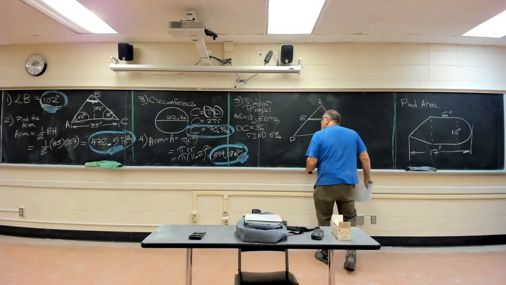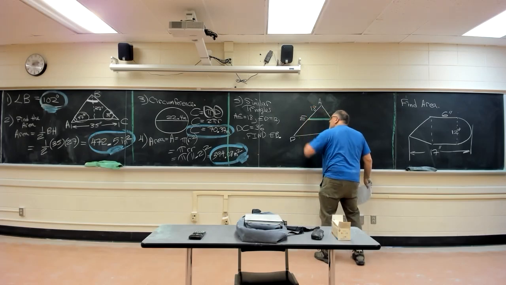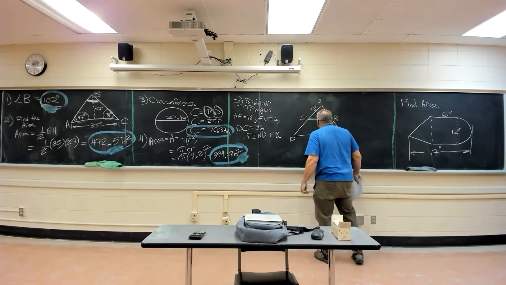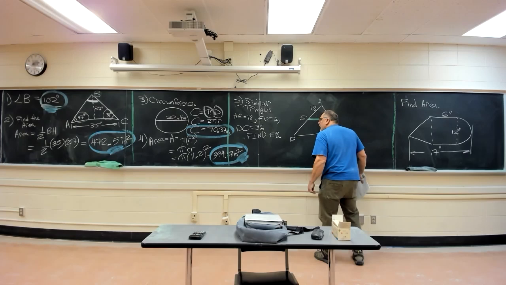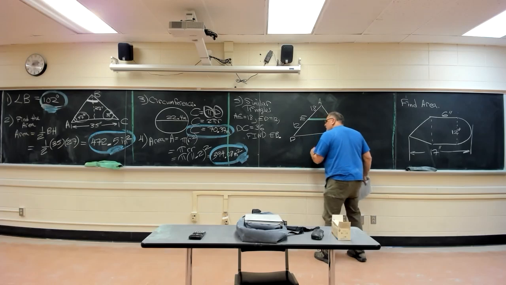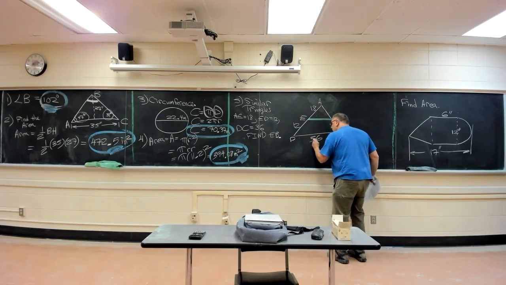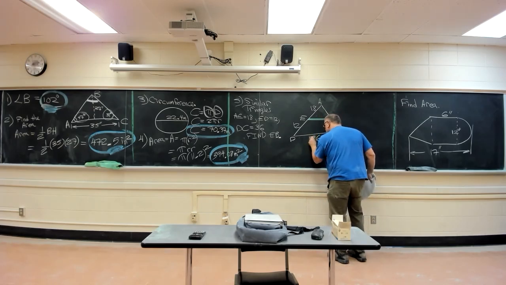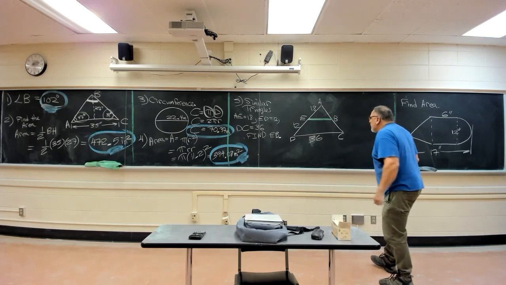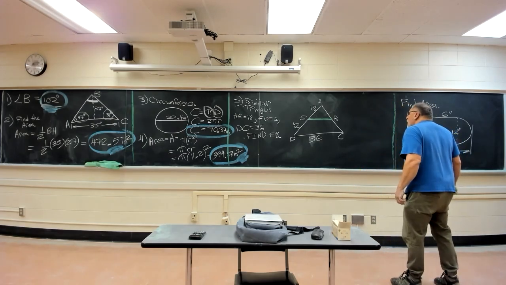AE, this guy right here, is 18. ED is 12. DC is 36. So let's see what we can say here. Well, I'll tell you what.